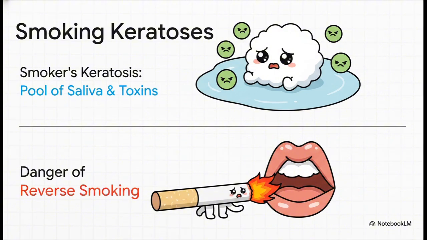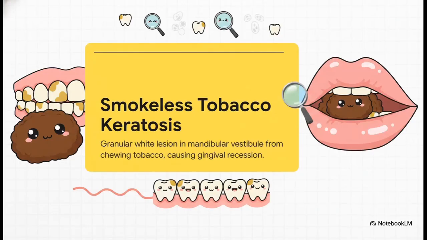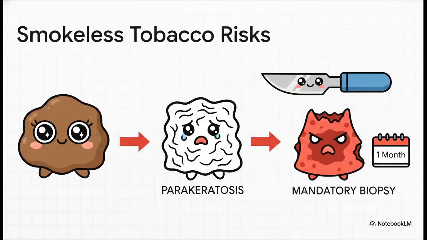But there is one major geographical exception. Individuals who practice reverse smoking, where they place the burning end inside the mouth, have a significantly high risk of malignancy. Now let's look at a different habit entirely: smokeless tobacco keratosis, sometimes called snuff dipper's keratosis. Because users tuck the chewing tobacco directly against their gums, the classic presentation here is a granular or deeply wrinkled white lesion sitting right in the anterior or posterior mandibular vestibule. You are also almost always going to see localized gingival recession and severe tooth discoloration exactly in the spot where the tobacco sits.